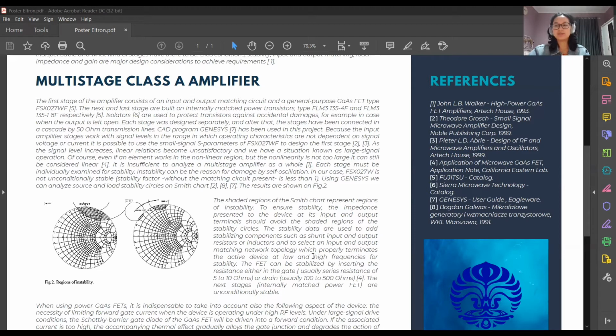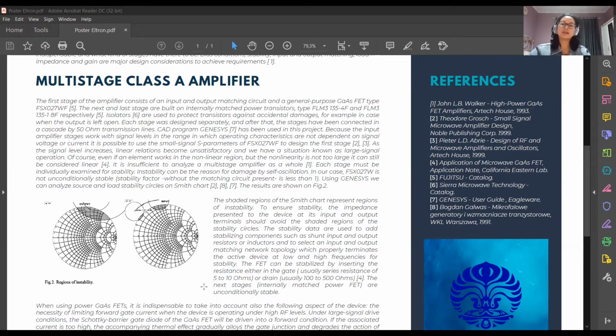Each stage of a multi-stage amplifier must be individually examined for stability, as it is impossible to do otherwise. Instability can be the reason for damage by self-oscillation. In this case, FSX027WF is not unconditionally stable. Using GENESYS, we can analyze source and load stability circles on the Smith chart, the results of which are shown in Figure 2 here. And the shaded regions on the top bits of the Smith chart represent regions of instability.